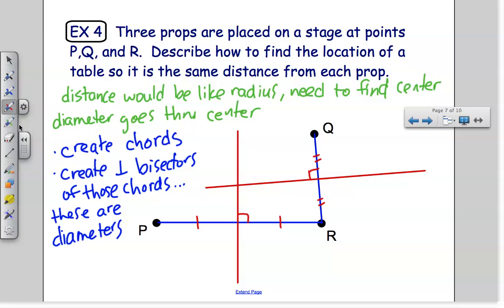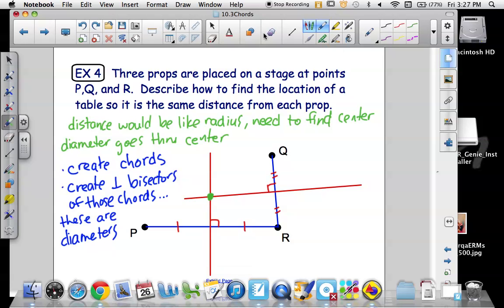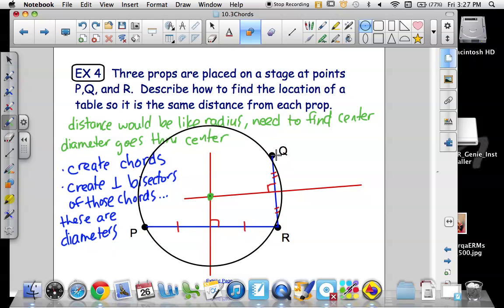Now hopefully, if I did this right, this would be the center. This would be this magic point that is the same distance from each prop. And I can check that. I'm going to grab my circle tool back here where I have a center. And hopefully as I extend this, it'll go through P, Q, and R.